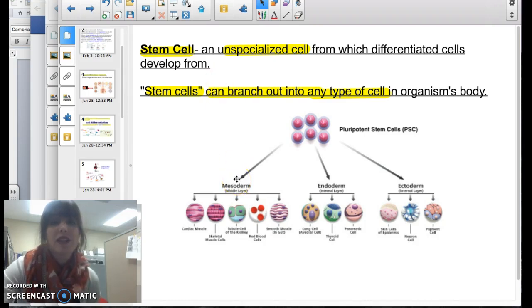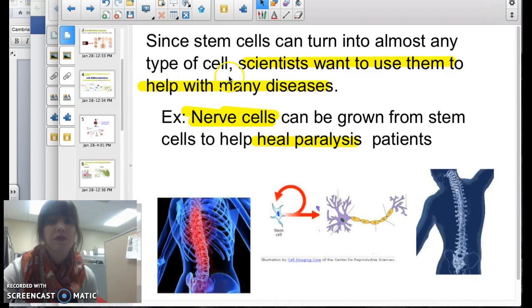So a stem cell is an unspecialized cell, so it hasn't differentiated yet. Stem cells can be induced to branch out into any different type of cell in the organism's body. So they're kind of like the starter cells. They haven't differentiated yet. Since stem cells can turn into almost any type of cell from the human body, scientists want to use them to help with many diseases. For instance, nerve cells that have been extremely damaged can be grown from stem cells to help heal paralysis patients by growing new nerve cells that normally wouldn't grow in your body after they've been damaged.